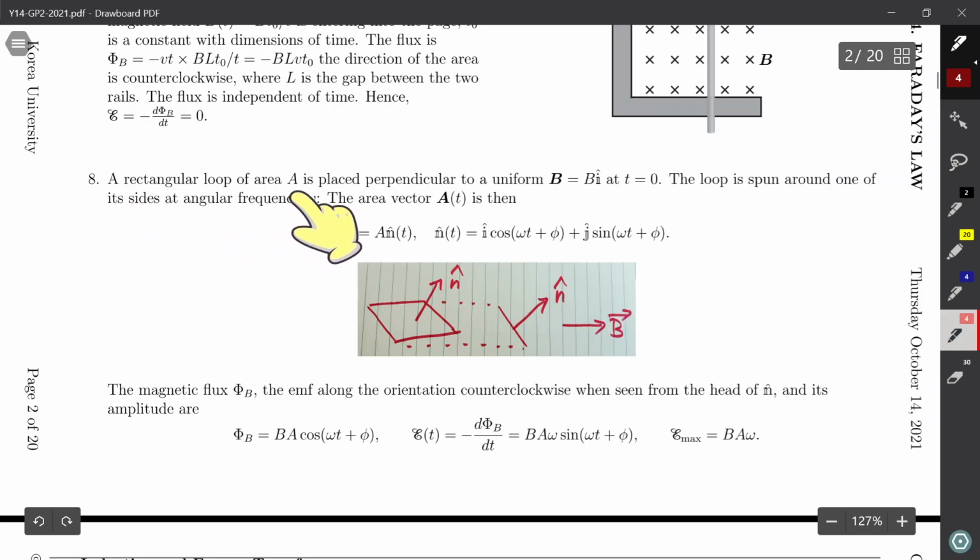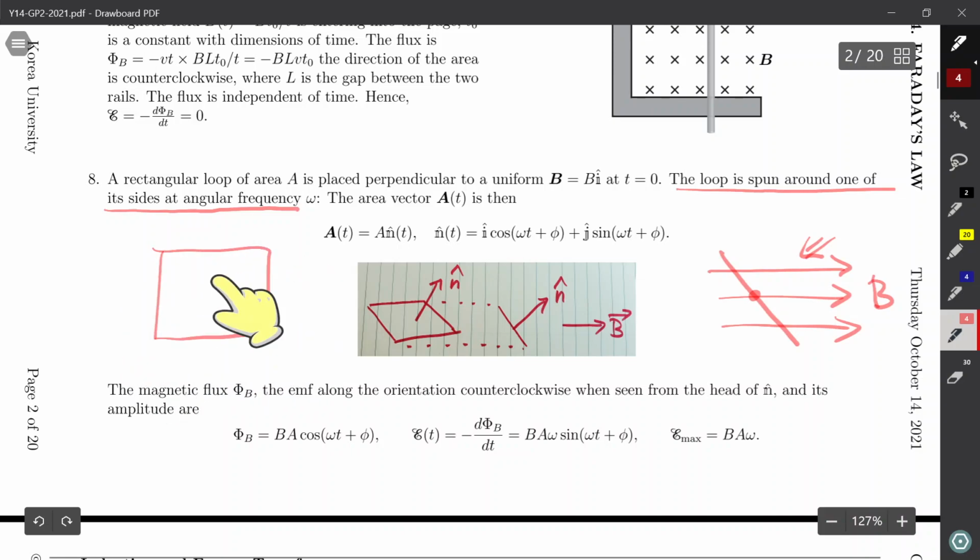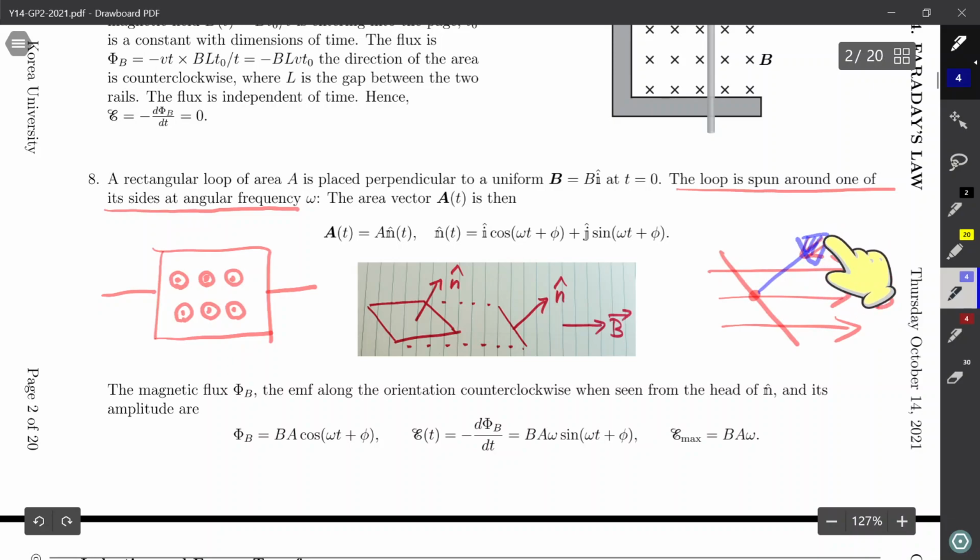A rectangular loop of area A is placed perpendicular to a uniform magnetic field. So the magnetic field is uniform. And the loop is spun around one of its sides. If you look at this one in here, this is a loop, and the magnetic field is coming out. And there's an axis, and this loop is rotating. The normal direction of the loop is in this direction.